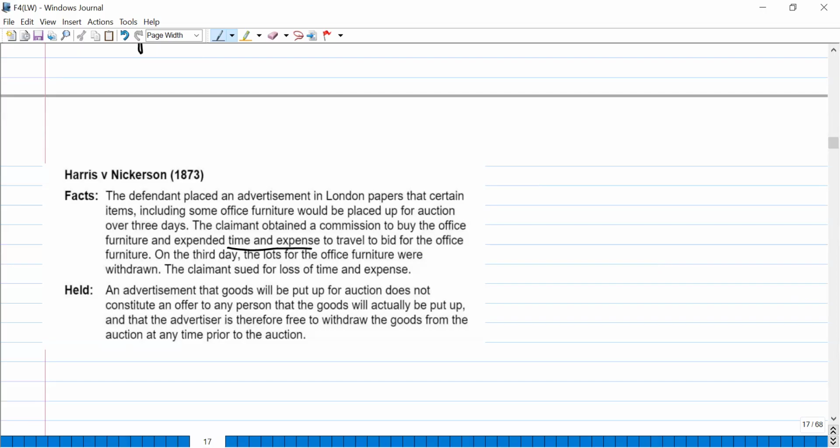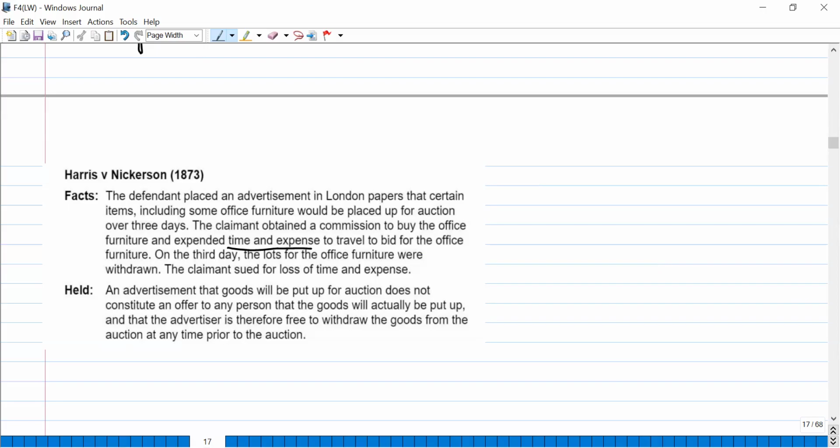He said that, because of your advertisement, I traveled to a very far place. I wasted my time, I wasted my money. So he sued him for that, time and expense. He said that you have to pay me that. But the judge said that an advertisement is not an offer. We already talked about that. An advertisement for an auction is not an offer.